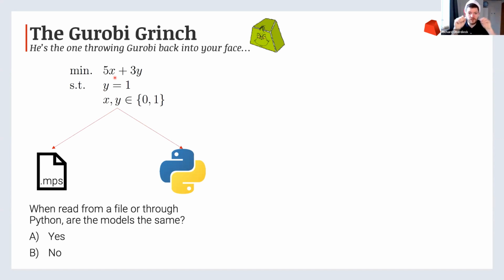And then you solve those two models. You read in the model from the MPS file back in. And my question is, when you read the model from a file or through Python, are the models exactly the same? Yes or no?